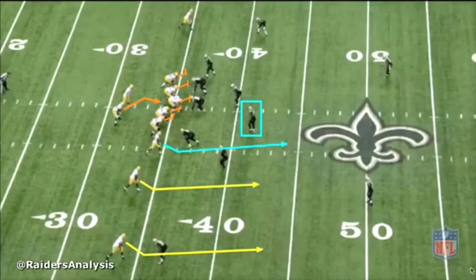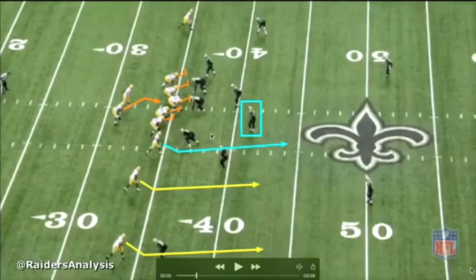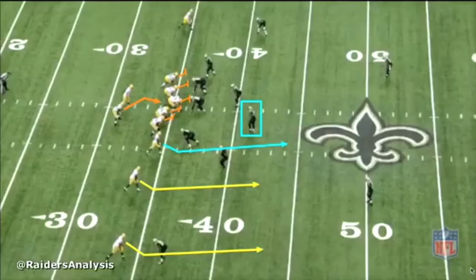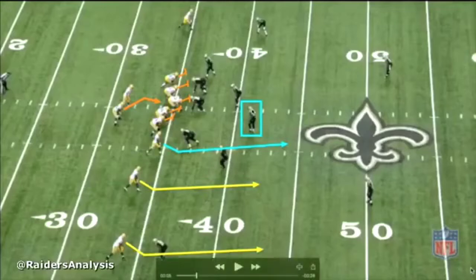Now, this is also another post-snap RPO. Aaron Rodgers is analyzing the defense. This is a four-vert concept of the post-snap RPO, and he's basically reading the middle linebacker that has that little rectangle over it, reading to see their reaction to the play. Now, Aaron Rodgers is going to eventually simulate a handoff.